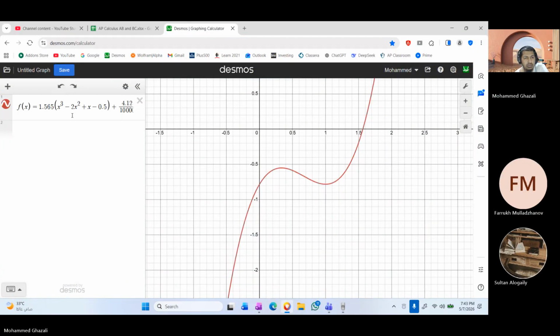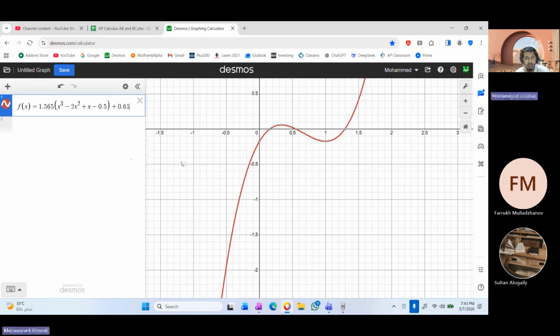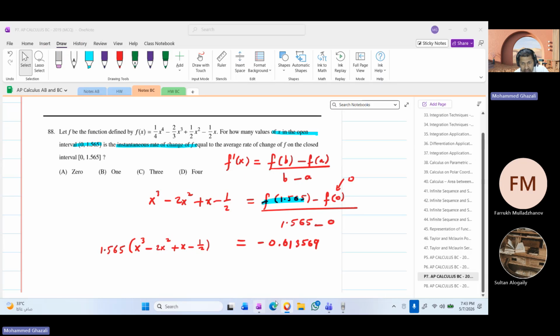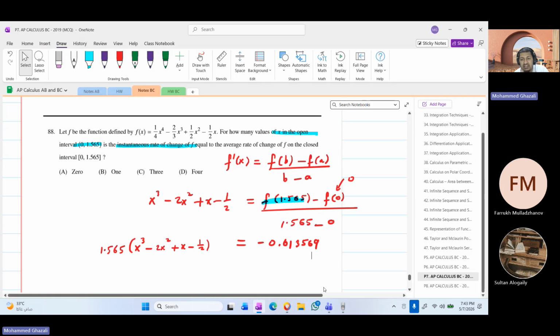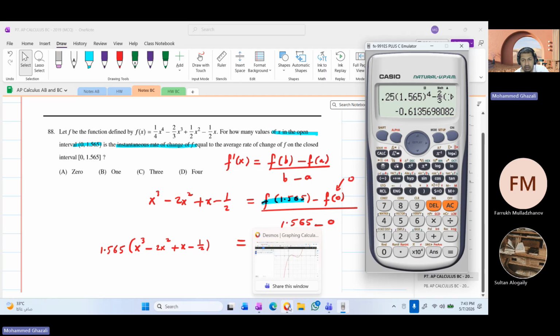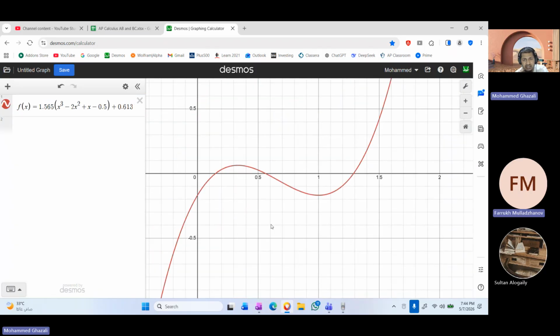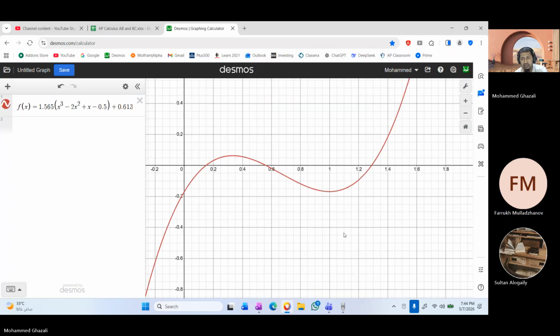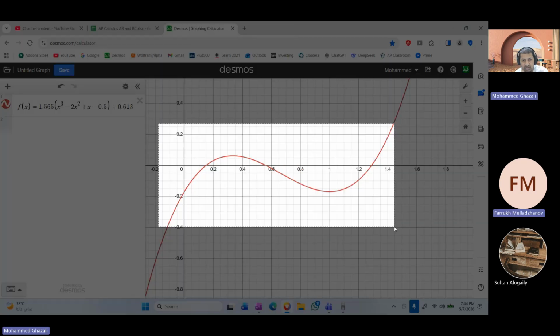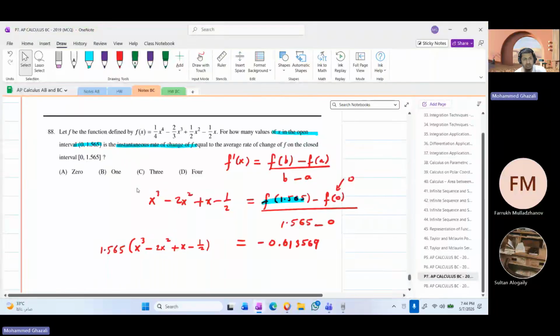So it becomes plus 0.613569. So how many solutions do you have here? Solutions are x-intercepts: 1, 2, 3. Are we good? Yeah, so what's the answer? 3. So there are 3 solutions.